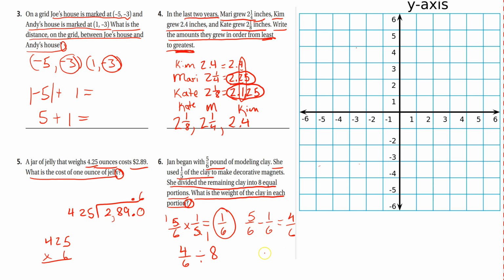Now that we have it like this, we can do copy, change, flip. And I can cross simplify. 4 goes into 4 one time, 4 goes into 8 twice. Multiply straight across, and we get our final answer of 1/12.